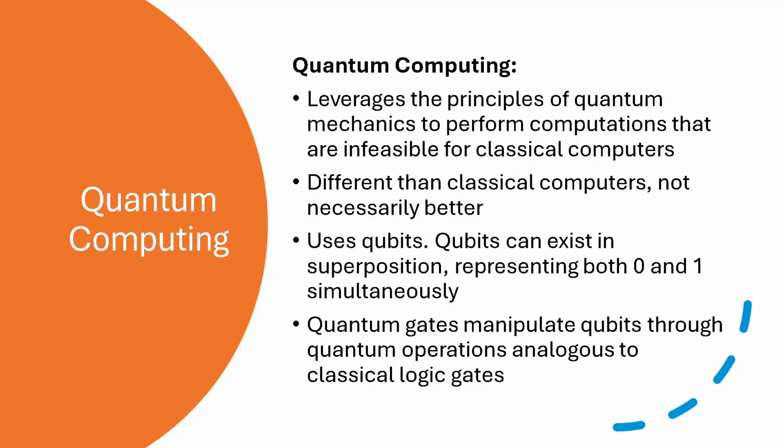Quantum computing. Quantum computing leverages the principles of quantum mechanics to perform computations that are infeasible for classical computers. The fundamental unit of quantum computing is a quantum bit, or qubit. Quantum computers offer us a new path when it comes to computing, but that does not mean that it is necessarily better than traditional computers. Qubits can exist in superposition, representing both 0 and 1 simultaneously. Just like we have gates in classical computers, there exist quantum gates that manipulate qubits through quantum operations.